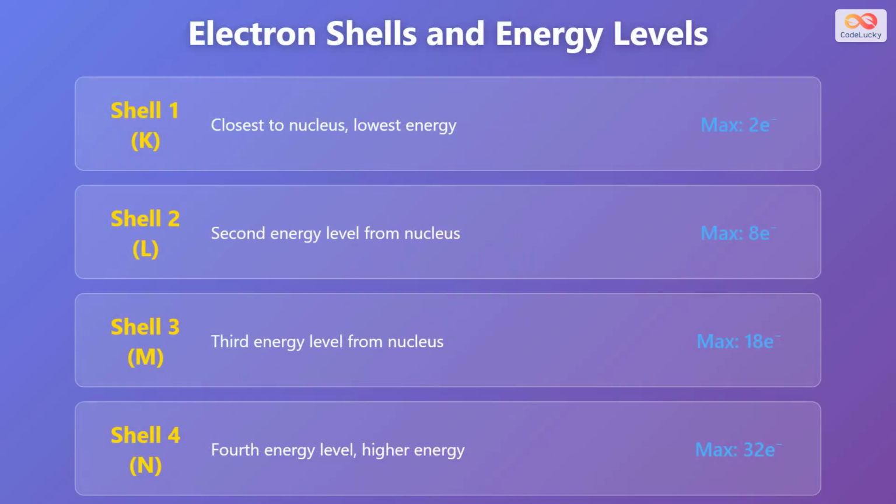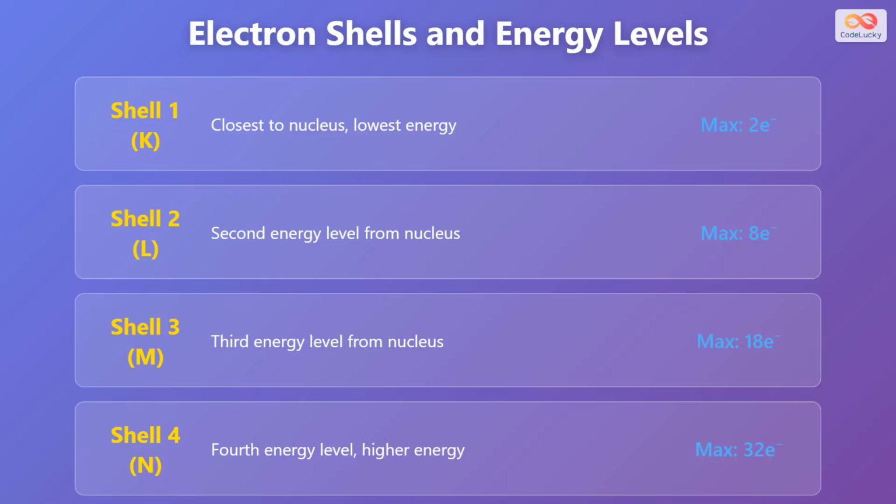Electrons are arranged in shells, also called energy levels. Shell 1, also known as K shell, is closest to the nucleus and has the lowest energy. It can hold a maximum of 2 electrons. Shell 2, or L shell, is the second energy level and can hold up to 8 electrons.